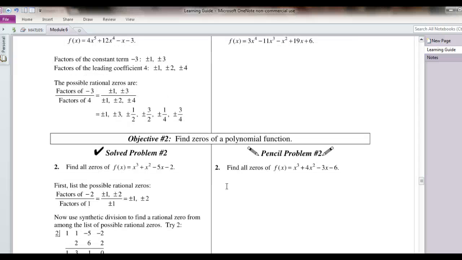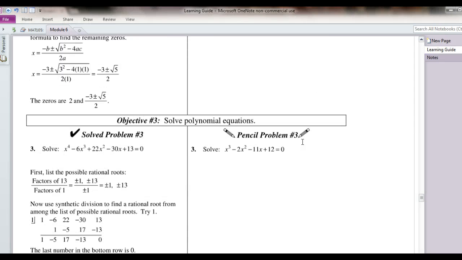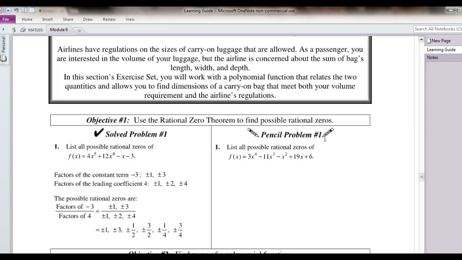Okay, the last section really just talks about the rational roots theorem. So I know it's been a pretty long time, but the way that we do the rational roots theorem is not that hard.